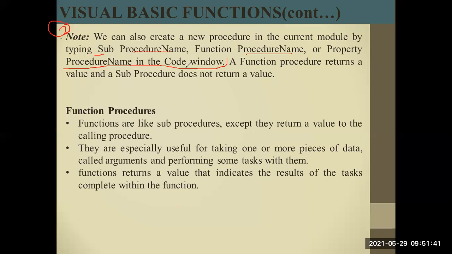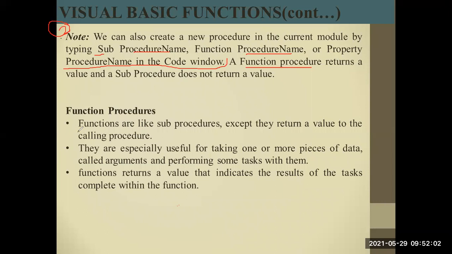Okay, now remember, a function procedure returns a value and a sub procedure does not return a value. So if you define the procedure as a function procedure, then it will return a value, but if you define a sub procedure, it will not return any value. This is the basic difference between function procedure and sub procedure.